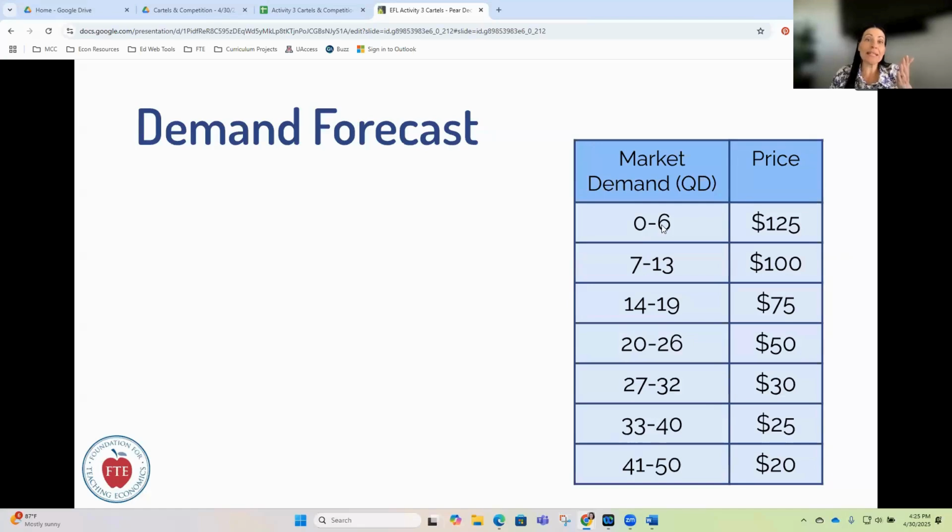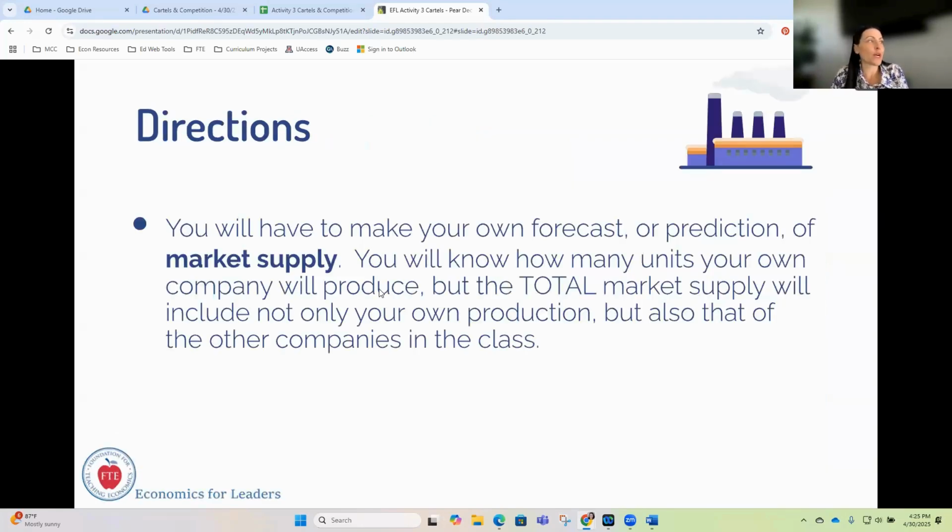You can assume that everything your teams produce will be sold in the market. The question is at what price? If you supply 14 to 19, somewhere in that range, the price will be $75. That's how the forecast works.